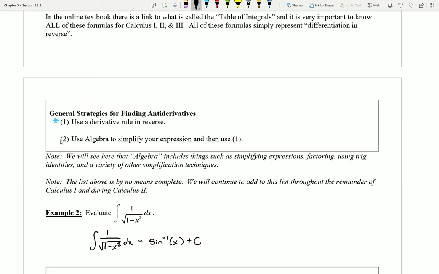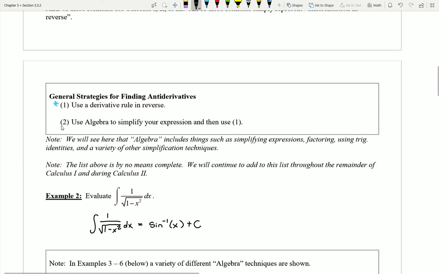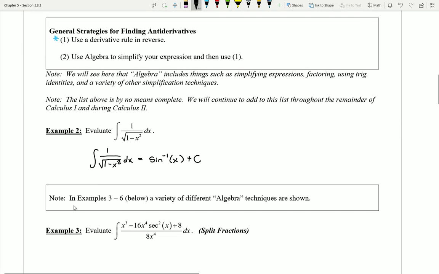Now, we're going to spend most of the remainder of this section focusing on strategy 2 and how I actually use algebra to simplify what I have so that I can get back to using strategy 1. And we'll see here in examples 3 through 6 that we'll talk about in the videos to come, a variety of different algebra techniques and practice doing these sorts of simplifications so that you can feel more prepared to tackle questions like these on your own.